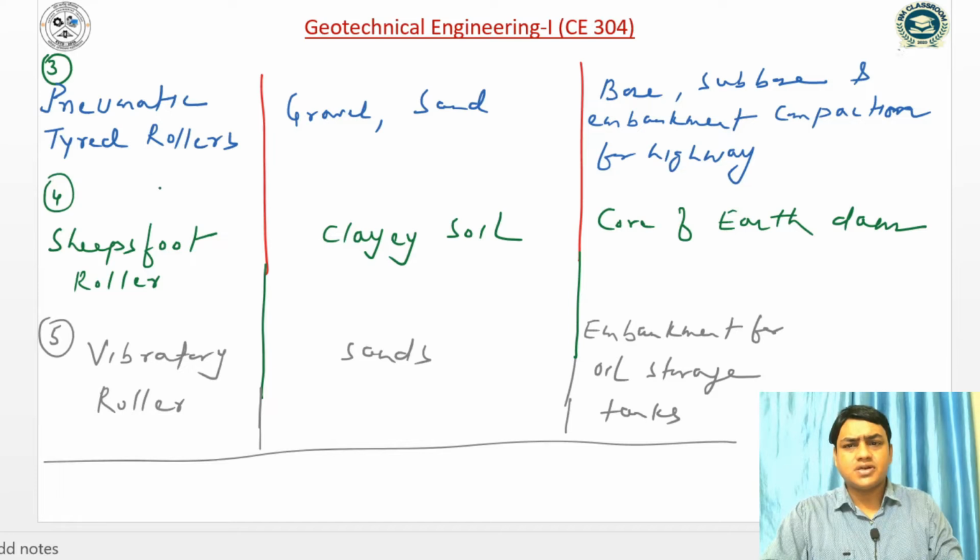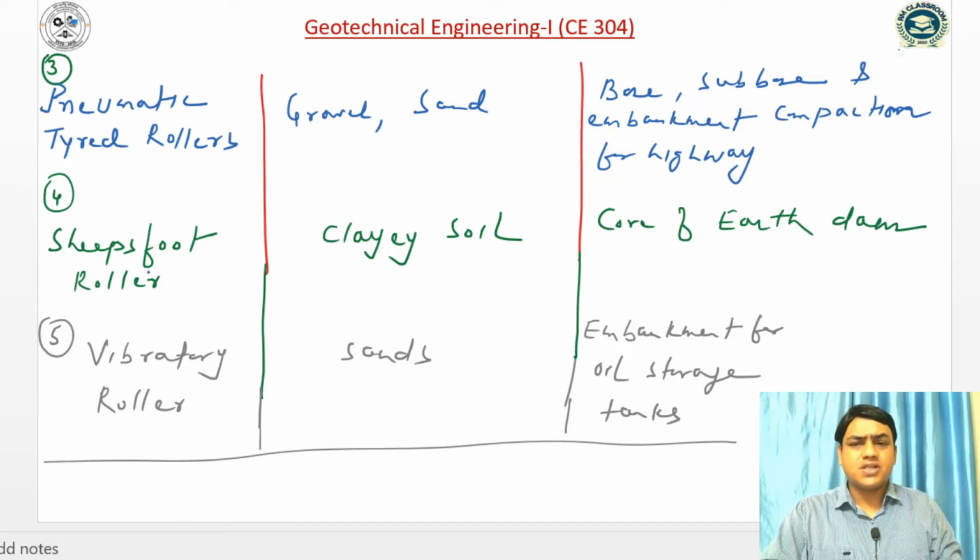The third one is the pneumatic tire roller. This type of roller is generally used for gravel and sand, and it is generally preferred in areas for the compaction of base, sub base, and embankment compaction for highways.